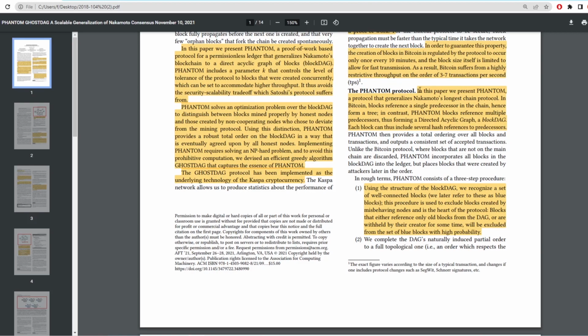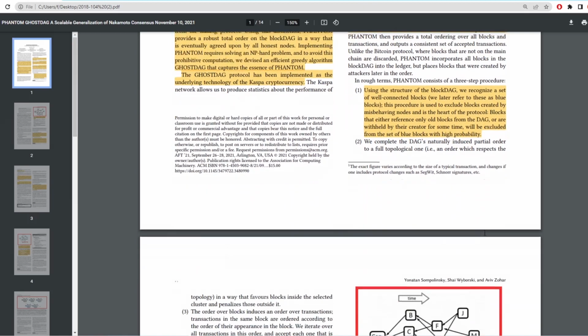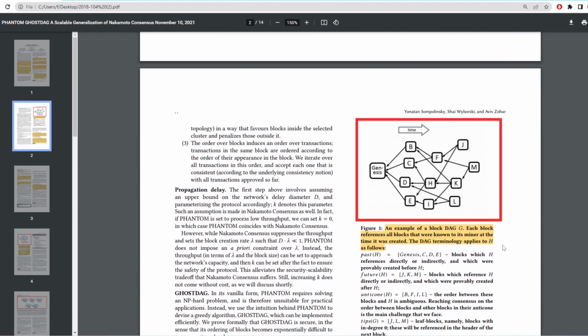Now let's move on to the structure of the BlockDAG. So here we have this paragraph, and it says that using the structure of the BlockDAG, we can recognize a set of well-connected blocks. This procedure is used to exclude blocks created by misbehaving nodes and is the heart of the protocol. Blocks that either reference only old blocks from the DAG or are withheld by their creator for some time will be excluded from the set of blue blocks with high probability. I'll cover more about why they call them blue blocks later, but let's have an actual look at the BlockDAG structure. As you can see here, it's very different from a simple blockchain where one block comes after another. Instead, the BlockDAG has multiple blocks which are connected to others.